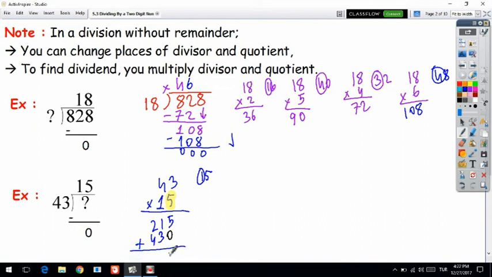Yes, we add them. 5 plus 0, 3 plus 1 is 4, 4 plus 2 is 6. Your new number is 645. 645 shows you your dividend. Is there any problem? No. Are you sure? Yes. Okay, so now thank you for listening to me.